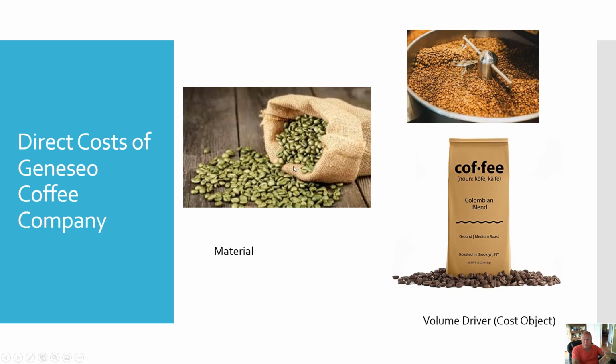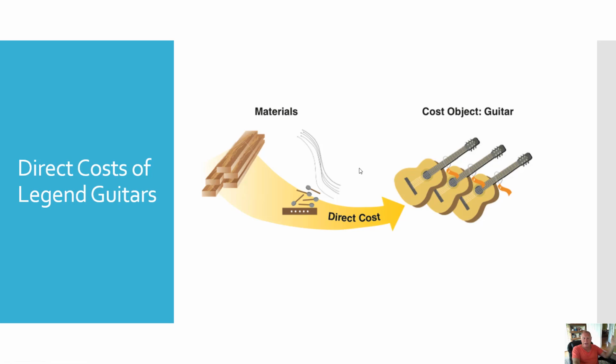and here we have the fresh green beans, we roast them, and they become a bag of coffee, a pound. Okay? And that's what we're measuring. That's our cost object here, a pound of coffee. So these are clearly material costs. And when we look at what ends up in the coffee, is it material? Yes. Is it an integral part? Yeah, it's the same. Okay? Now, we look at the direct cost of Legend Guitars, and we find the same thing. The direct materials are pretty easy to identify.